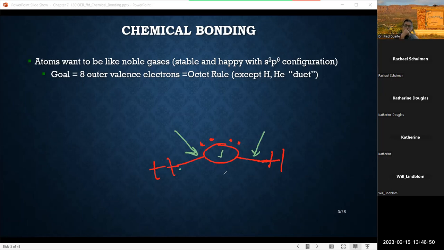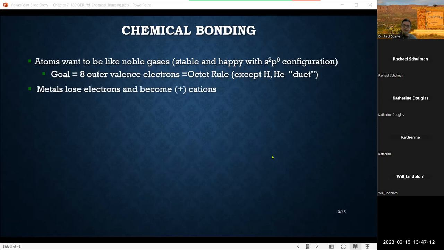Okay. So when we start counting the octet for a bond, that electron counts to both in the direction of the atoms that are bonded together. Okay, because they're sharing it. They're sharing that bond, those electrons.